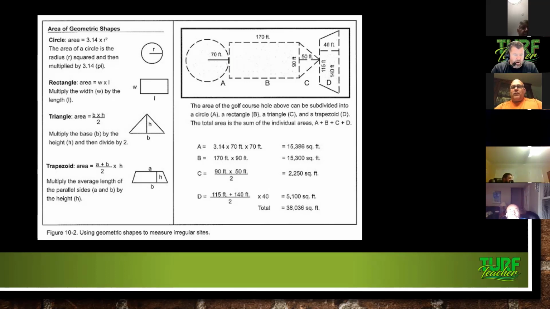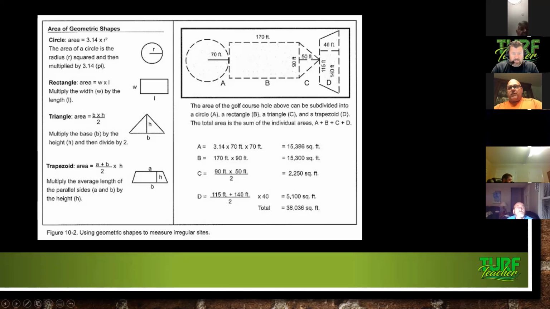And then we've got our hole there. And it is a trapezoid. And we're going to multiply the average length of the parallel sides, A and B, and then by the height. So 115 feet there on the front side. And then we got 140. We're adding those two together. And then we're going to divide by 2 and multiply it times the 40. And so we got 5,100 square feet for a golf course hole, 5,000 square feet shy of an acre, 38,036 square feet. So we got to get out there and measure it.